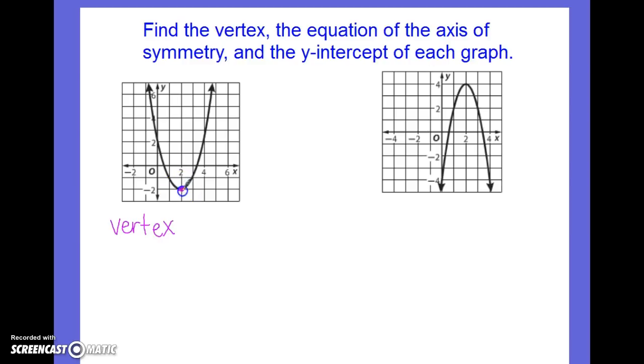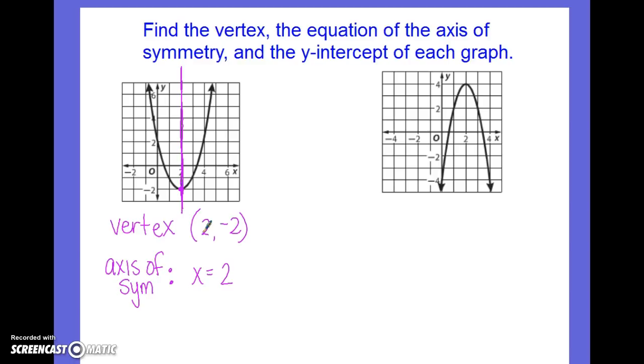So clearly your vertex is going to be right here at 2, negative 2. Now your axis of symmetry would be a vertical line. So where would that be? That would be at the equation x equals 2, or the x coordinate from your vertex point.